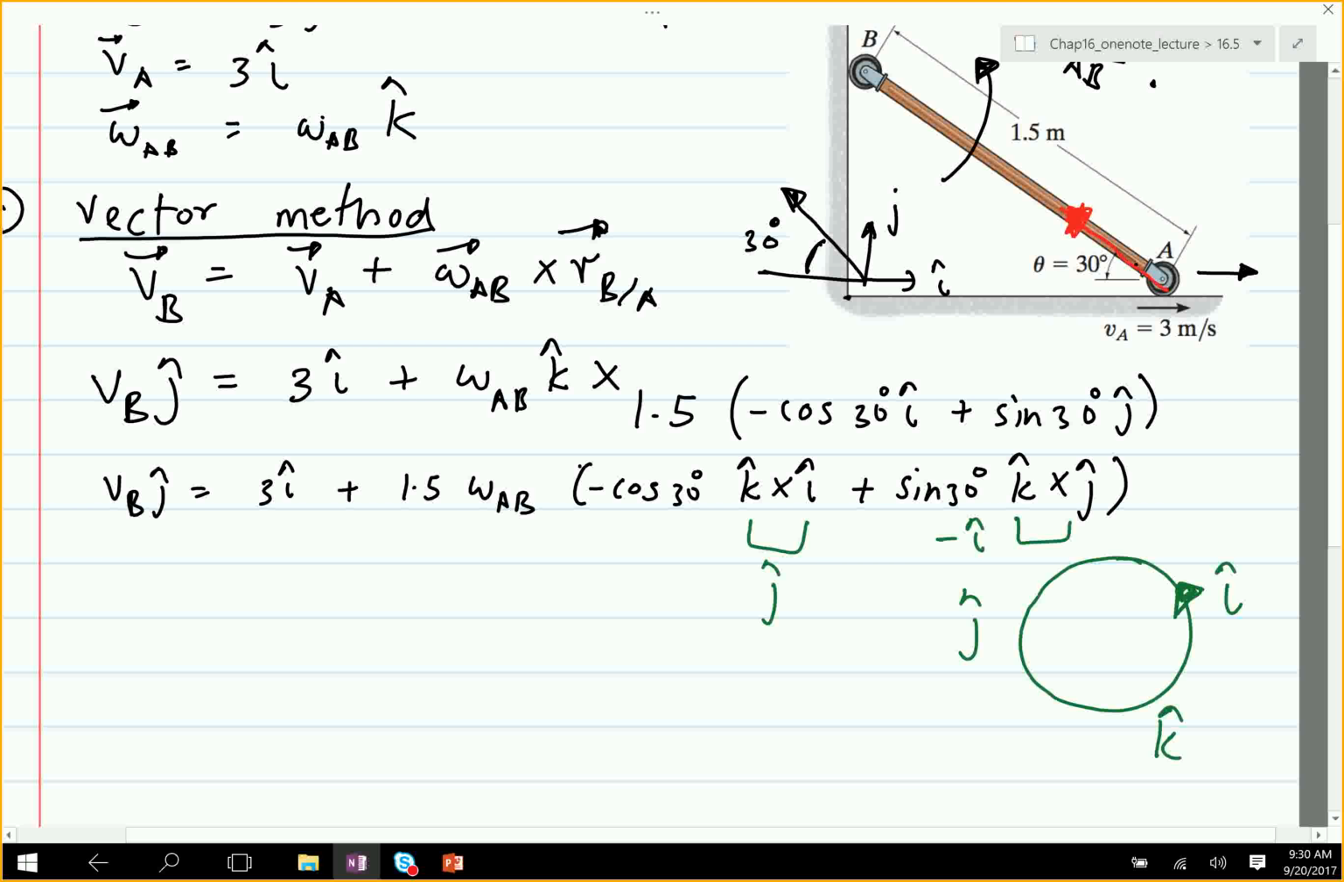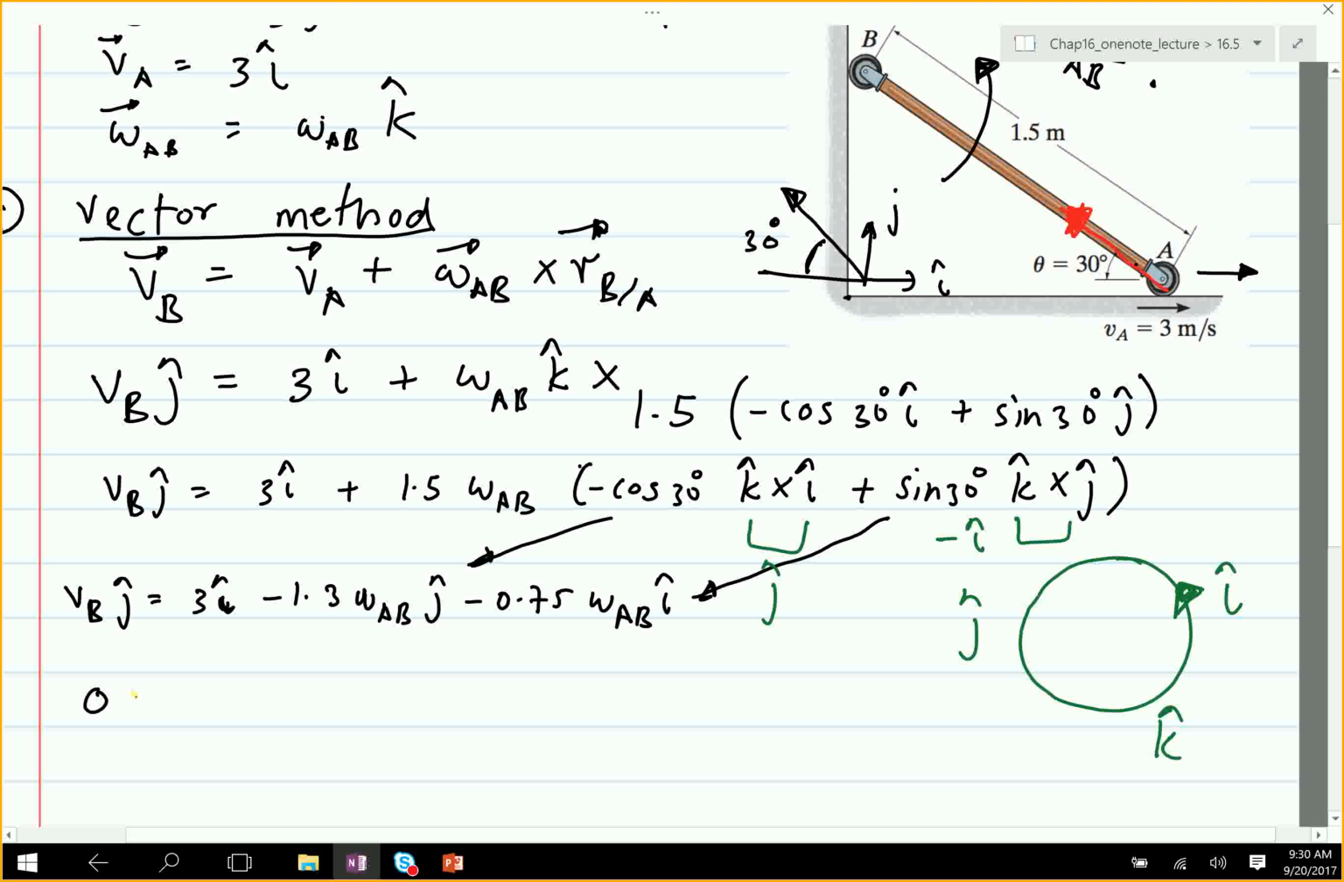Okay, so I'm going to just do this quickly. I'm just going to write the answer I get when I carry out this multiplication. But you should try to carry out the cross product yourself. It comes out to be something like this: omega AB j minus 0.75 omega AB. Okay, so this comes from this, and this comes from this. What you see is on the left side you have only j, and the right side you have i and j. So I'm going to write this as 0i plus VB j equals 3 minus 0.75 omega AB i, and I'm only left with 1.3 omega AB j.